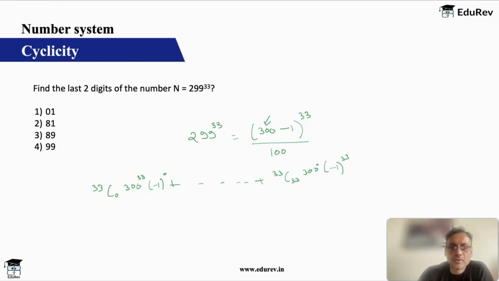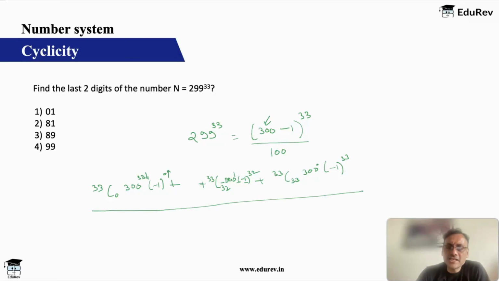What will come before this? 33C32, 300 to the power 1 and minus 1 to the power 32. Okay, so you're basically, this power goes on reducing and this power goes on increasing. Okay, so these will all be all the terms of the expansion.